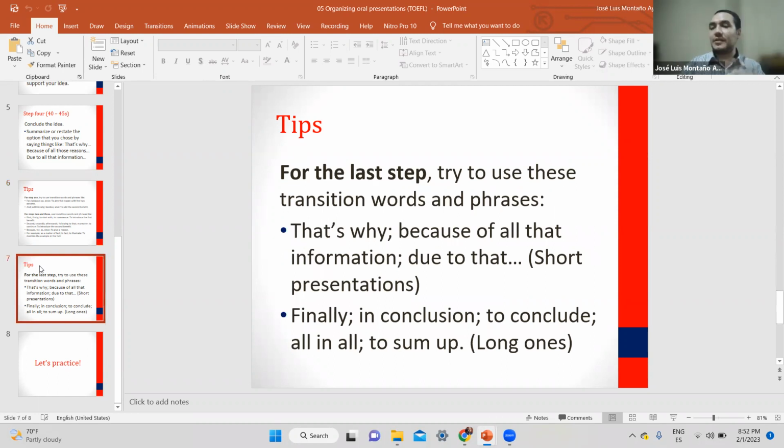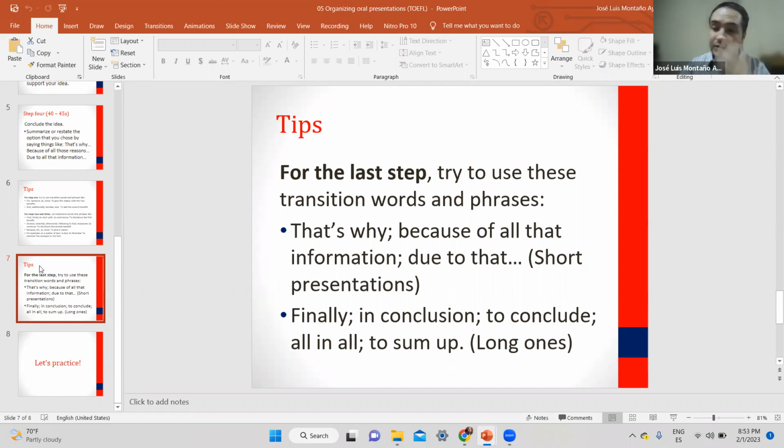And then the last step that is optional, once again, you can say something like this: and that's why, because of all that information, due to that, and so on. And that's advisable, of course, for these short presentations. I mean, these short answers that you have to give. But again, if you're working, for example, these long ones related to the final presentation you are going to have, you have to use these stronger words such as finally, in conclusion, to conclude, all in all, to sum up, because you're going to say more things at the end, right?